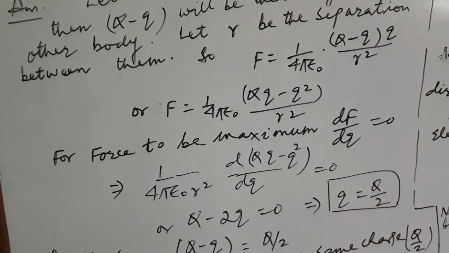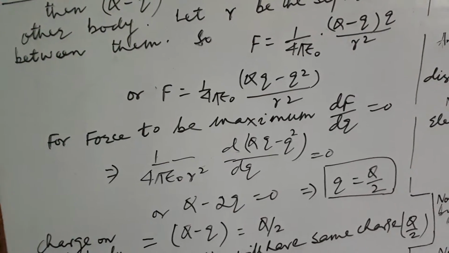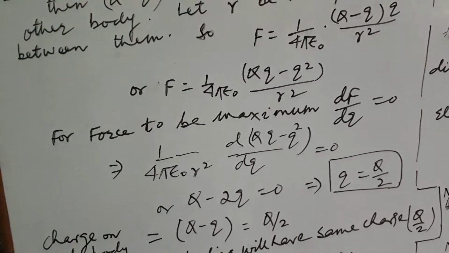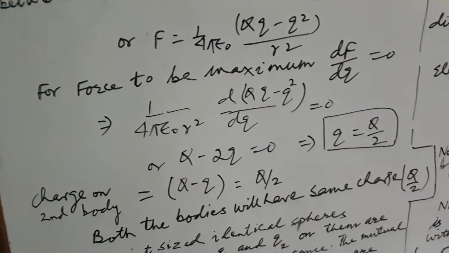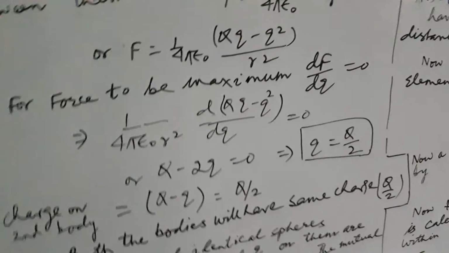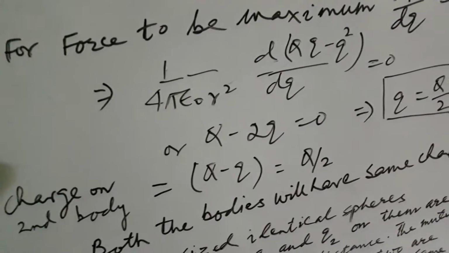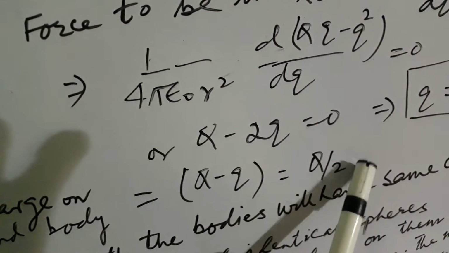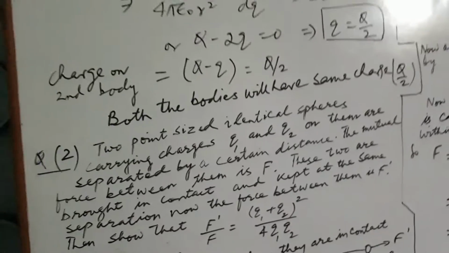As we know, for maximum or minimum, dy by dx is 0. In calculus you will learn this. So at this moment we have to consider dF by dq equal to 0. After differentiating the force with respect to small q, we get small q equal to Q by 2. So this is the charge on the first body. To calculate the charge on the second body, we find Q minus q, and it is Q by 2. So the charges on both the bodies are the same, that is Q by 2.